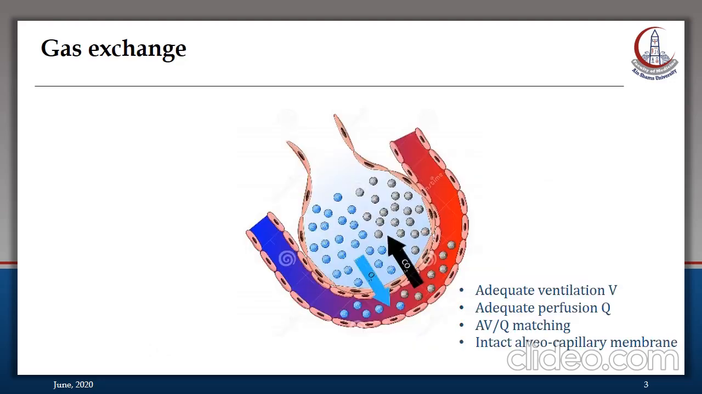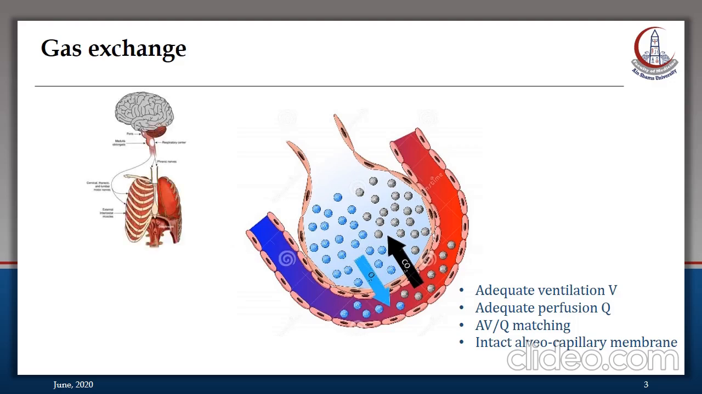Efficient gas exchange has four prerequisites. Number one, adequate ventilation. Number two, adequate perfusion. Number three, matching between the alveolar ventilation and the perfusion. We call this VQ matching. And number four, intact alveolo-capillary membrane.